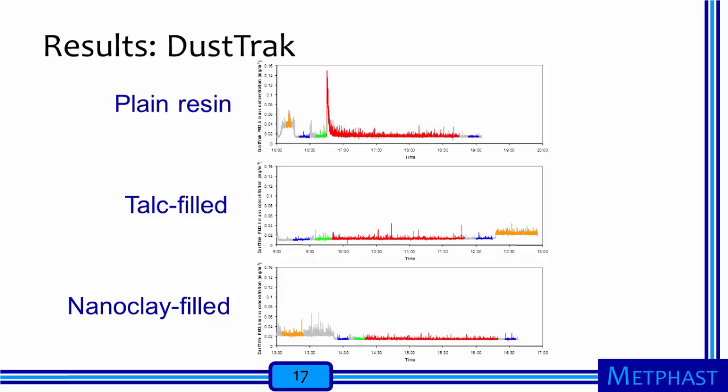When we look at the DustTrak data during the shredding periods, we can see that the mass concentrations measured were essentially the same as the background mass concentrations for all three test materials, except at the very beginning of the measurements with the plain resin, which was the first resin we tested, when we saw a spike in concentration at the very beginning of the shredding period.